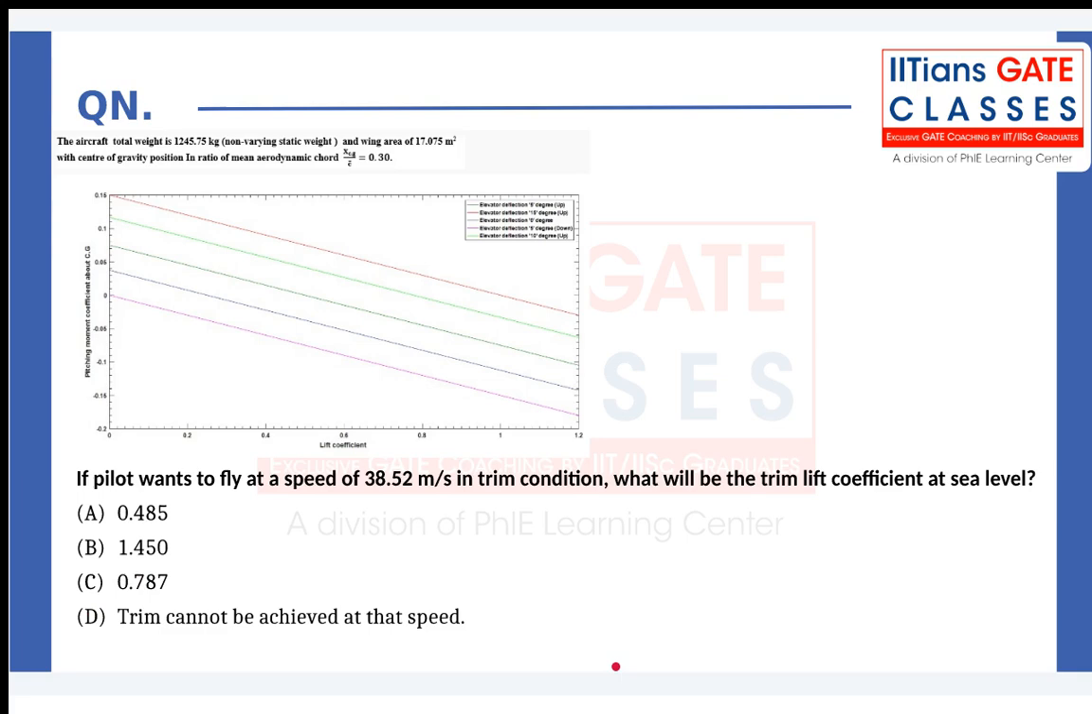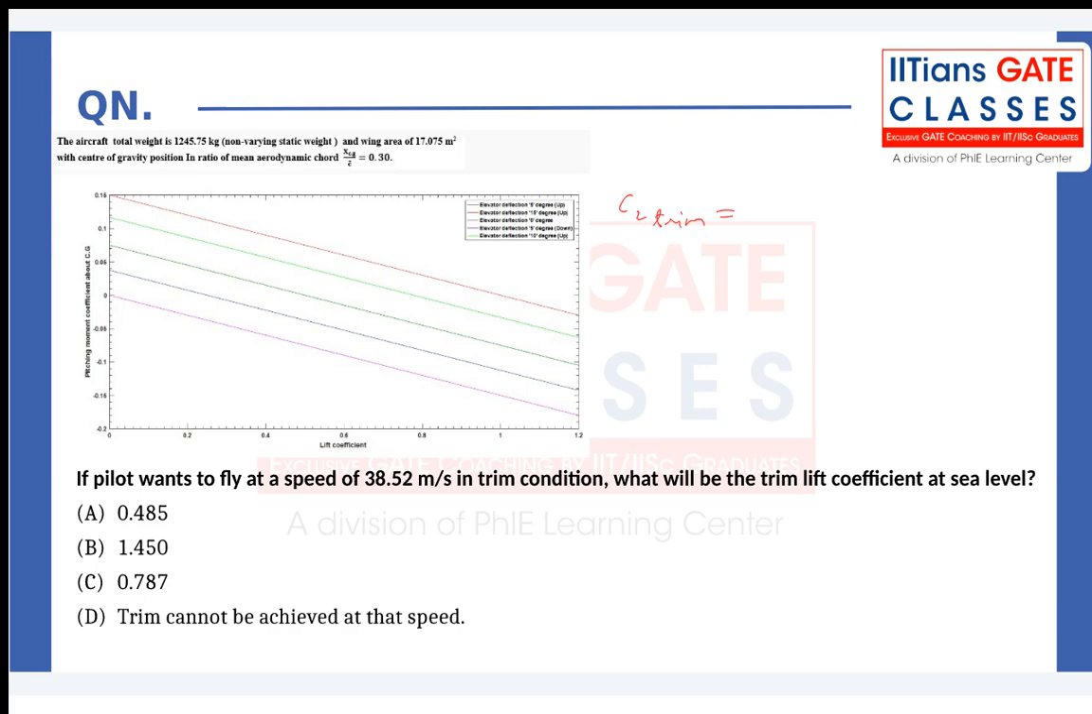If a pilot wants to fly at a speed of 38.52 meter per second in trim condition, what will be the trim lift coefficient at sea level? How do we go about doing this? First, they've given you the velocity at which he wants to trim the aircraft. So you need to find out CL trim. So first thing you need to do is CL trim. You need to find this out first. Right? That is what they've asked you.